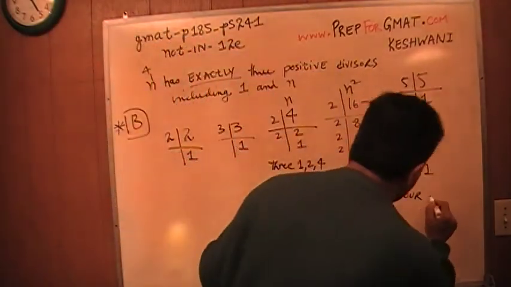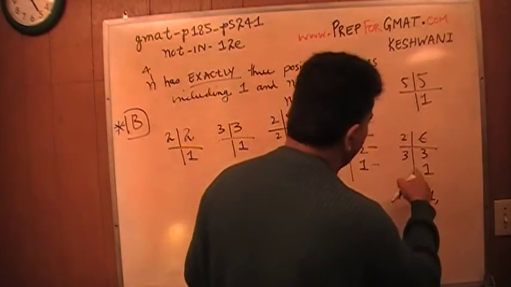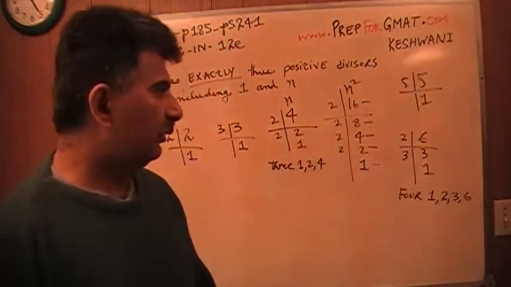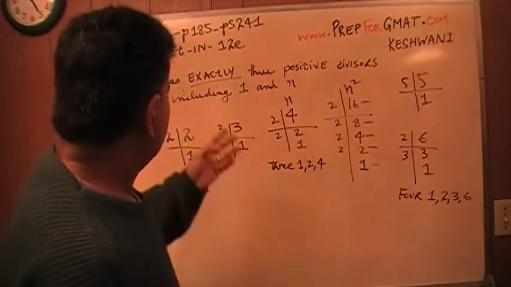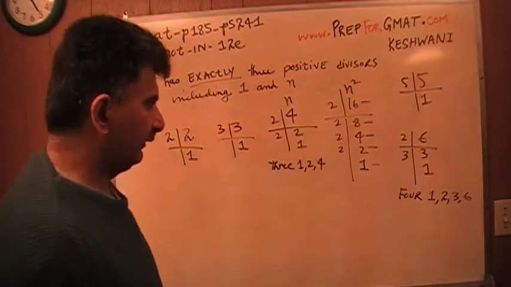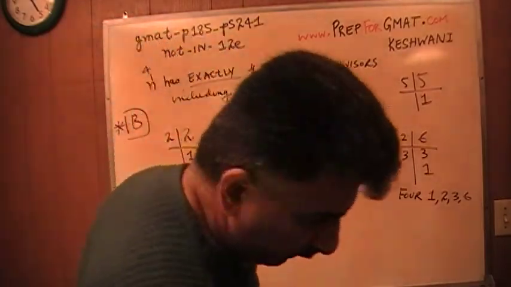6 will go evenly into 1, it will go into 2, it will go into 3, and it will go into 6. So see, the 6 does not work because we're looking for something that has exactly 3 positive divisors. That's not going to work. 6 does not work.